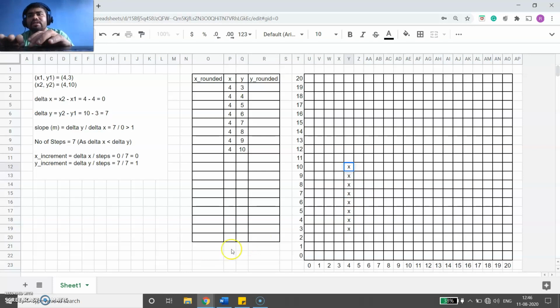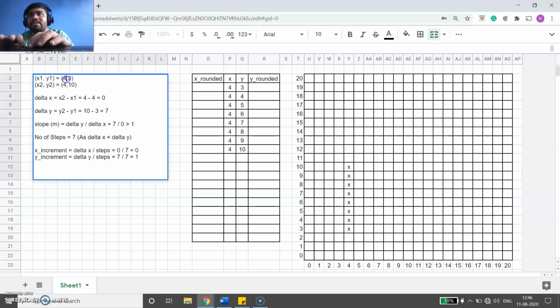Right. So now let's proceed ahead with another example. Let's work it out with a slope. Let's say this is still 4 comma 3, and let's say the end point is 12 comma 10. If we do x2 minus x1, that is 12 minus 4, which comes out to be 8. And then we have y2 minus y1, that is 10 minus 3, which is 7.